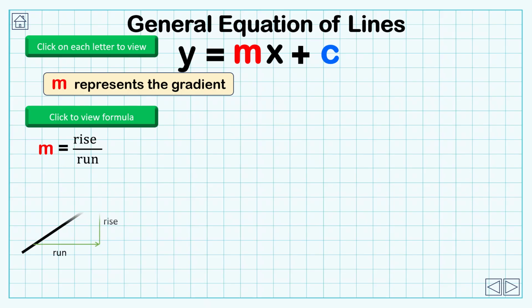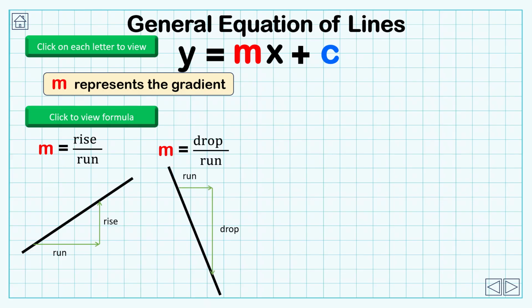And let's look at it from a drawing point of view. You've got a triangle that's being drawn under the line. We've got the rise, the vertical side of that triangle, and we've got the run. We can also have situations where the line is going downhill, and we call that a drop. As you can see, we have a drop and we have the run. But you've got to make sure that when you calculate the gradient, it's the drop over the run.